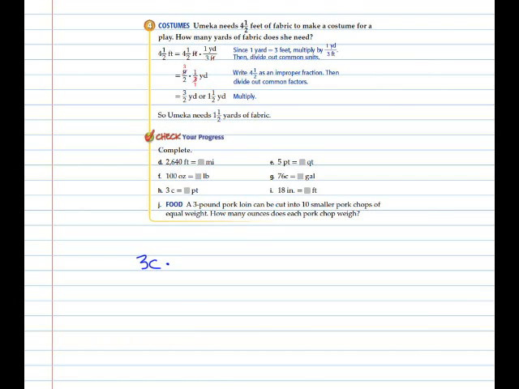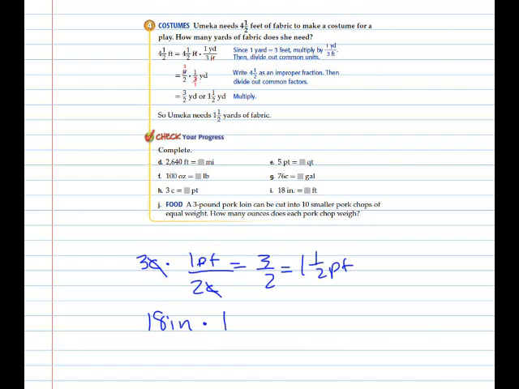Three cups to pints. 3 cups times 1 pint per 2 cups, which is the reciprocal of that unit ratio. Divide out the common units. Multiply, and that gives me 3 over 2, or 1 1/2 pints.